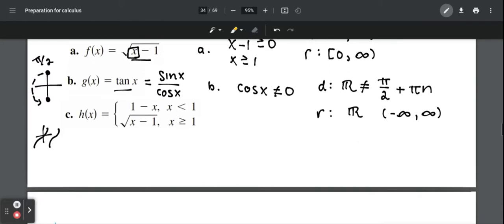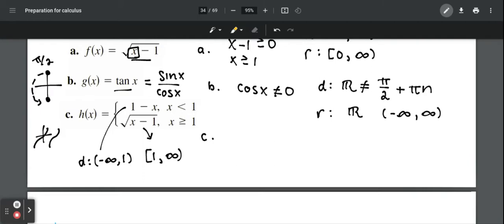And then part C, we have a piecewise function. Here we have to look at the two different parts of the function. The first is 1 minus x when x is less than 1. So the domain for this one would be if x is less than 1. The maximum value for x would be 1, but we couldn't include it, and we would go from negative infinity to 1. The other domain comes from the second part, where x has to be greater than or equal to 1, including 1, and we could go up to infinity.